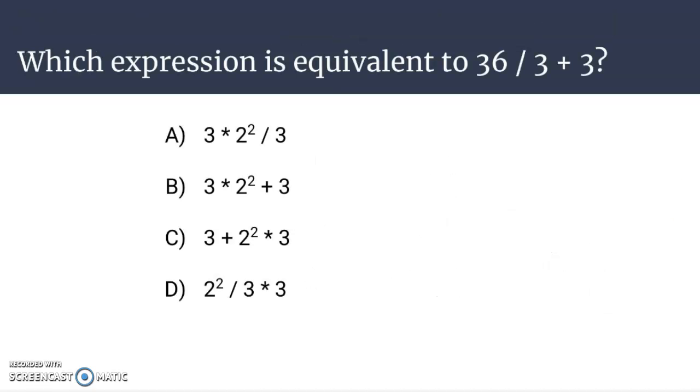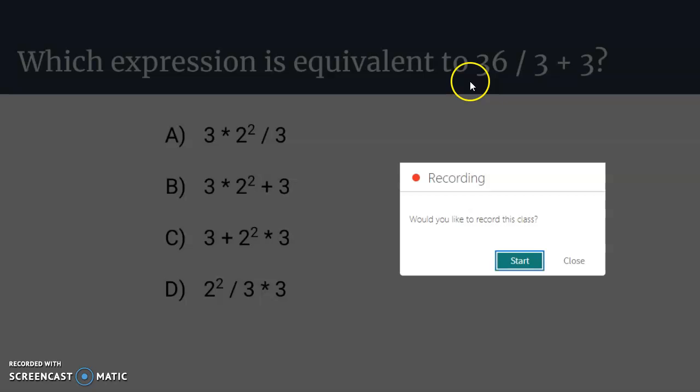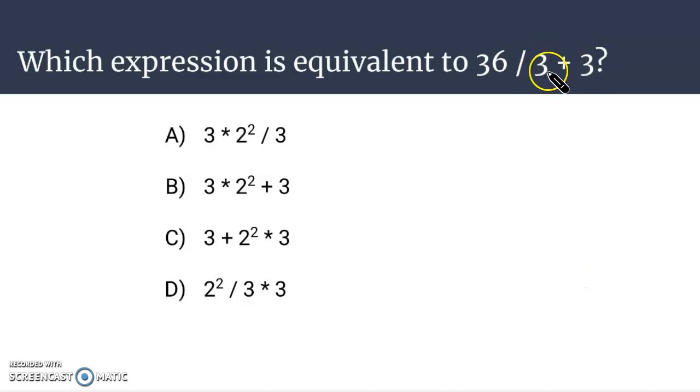This next one, which expression is equivalent to 36 divided by 3 plus 3? Alright, we're going to simplify this first. We're going to do 36 divided by 3 to get 12. And then we're going to add the 3. This comes out to 15. We're looking for an answer of 15.